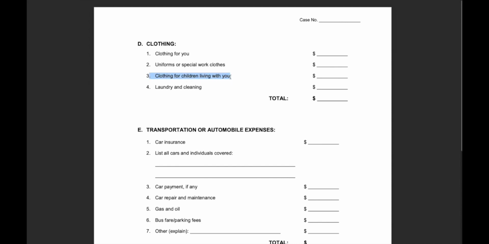Clothing for children living with you also varies depending on how many kids you have associated to your case, so please just indicate an asterisk, as we all know that these amounts may vary from month to month. And same with laundry and cleaning. And then you're going to do a total of these lines for subsection D.